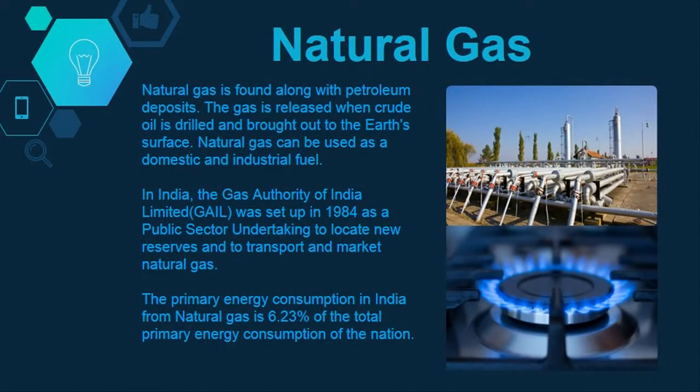Natural gas. Natural gas is found along with petroleum deposits. The gas is released when crude oil is drilled and brought out to the Earth's surface. Natural gas can be used as a domestic and industrial fuel. In India, the Gas Authority of India Limited (GAIL) was set up in 1984 as a public sector undertaking to locate new reserves and to transport and market natural gas. The primary energy consumption in India from natural gas is 6.23% of the total primary energy consumption of the nation.